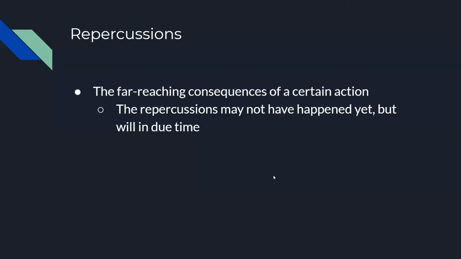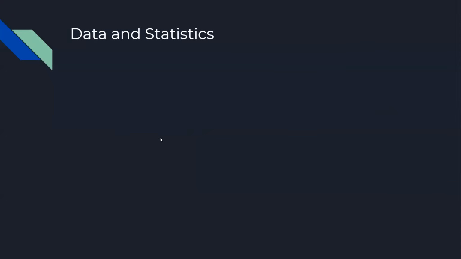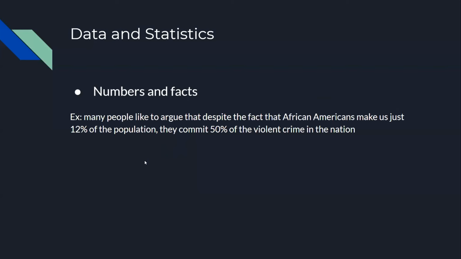So that's it for the ethos, and now we're going to talk about some of the logos rhetorical devices that I believe are pretty important. First off, I guess the very common one is data and statistics. Specifically, the authors can provide specific numbers and facts that the audience can only agree with.